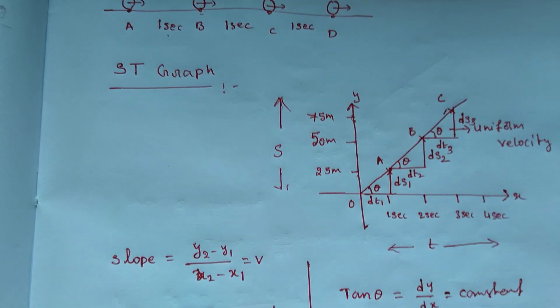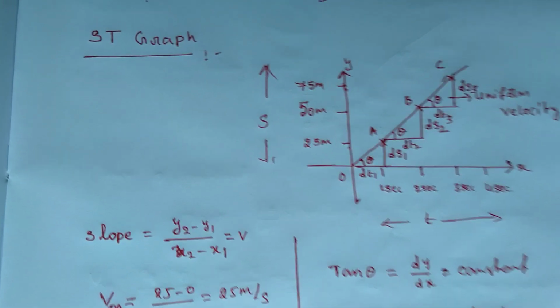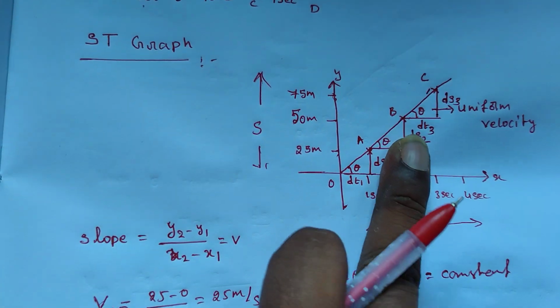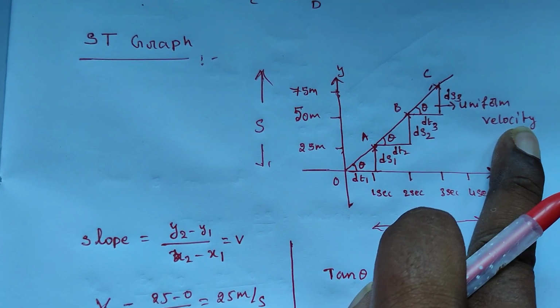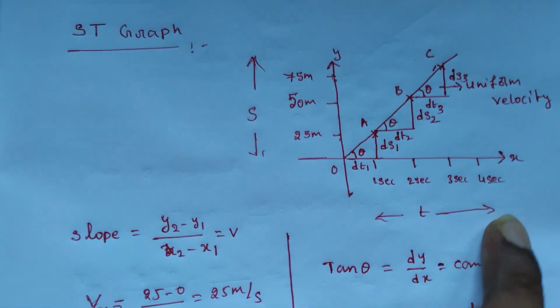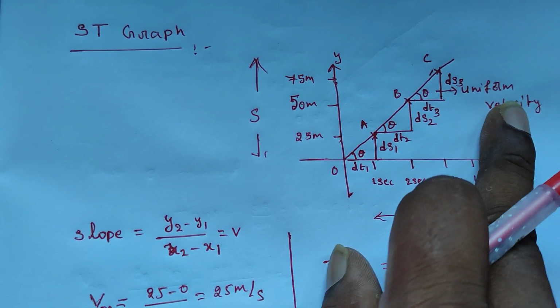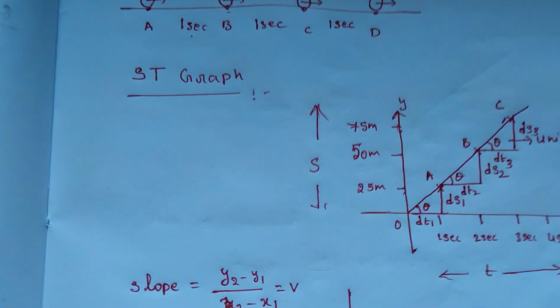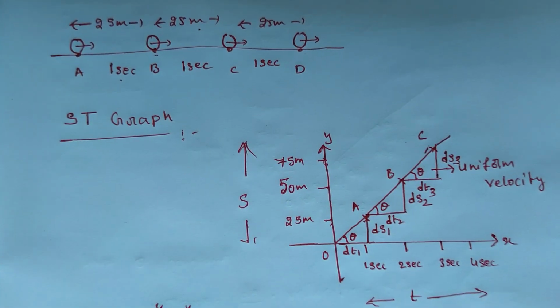Do you have any doubt? No doubts for you. Okay, here slope represents uniform velocity. Okay, in the displacement time graph, slope represents uniform velocity. Okay, for a few seconds we have to observe these points.